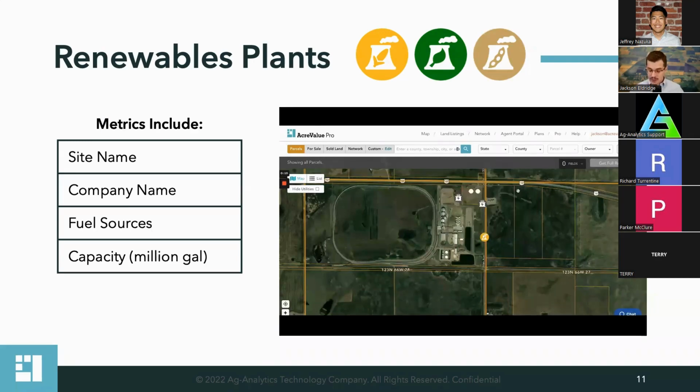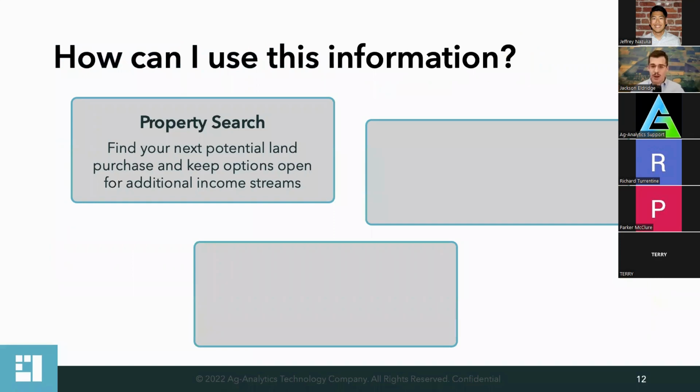So that's a quick look at the data we have on acre value, but how can this be applied in your everyday business? A lot of people are going to be using this for their property search, finding that next potential land purchase and keeping your options open for additional income streams, whether it's going to be renewables, oil and gas. You can see what is around you, different power lines that are near to you, and how you can take that property and improve it in the future.